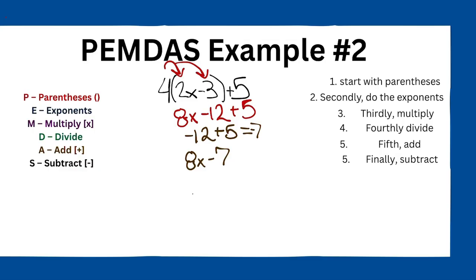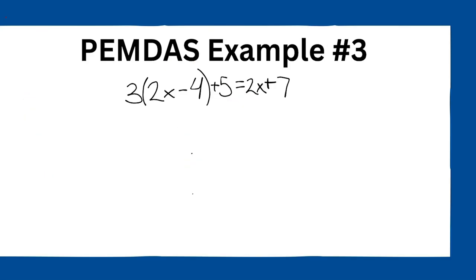Sadly, I cannot subtract these because 8x minus 7, that's the simplest I can go and furthest I could go. 7 does not have anything I can subtract it from, and 8x is its own term, and so is 7. 7 does not have a variable or anything like that. So this is essentially my answer. Now going on to example number 3.